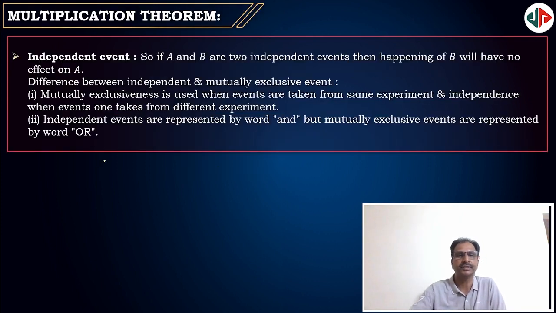Next, independent events. Two events A and B are said to be independent if occurrence of one event doesn't depend upon the other. If occurrence of one event doesn't depend upon the other, then the events are said to be independent events.